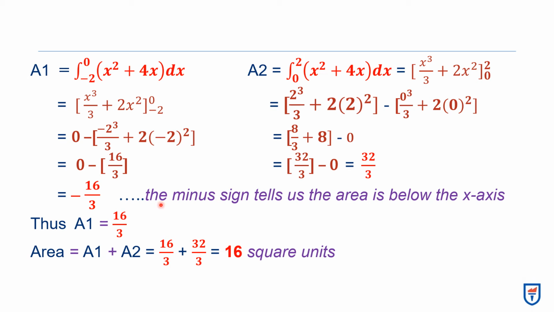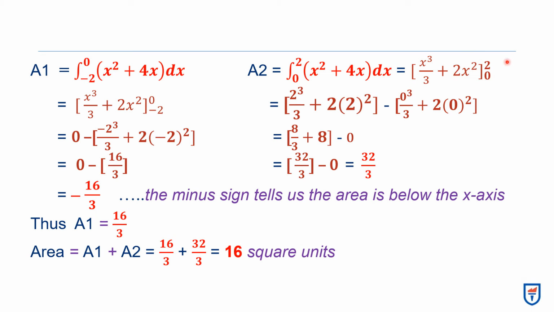So the negative that we have on our value simply indicates that our area is below the x-axis, but our total area for that region is 16 over 3. The negative simply signifies that our area is below the x-axis. So when we solve also the area which is above the axis, which is area 2, we're going to integrate the same function with the upper limit of 2 and the lower limit of 0, which gives us, when we integrate, x cubed divided by 3 plus 2x squared with the upper limit of 2 and lower limit of 0.